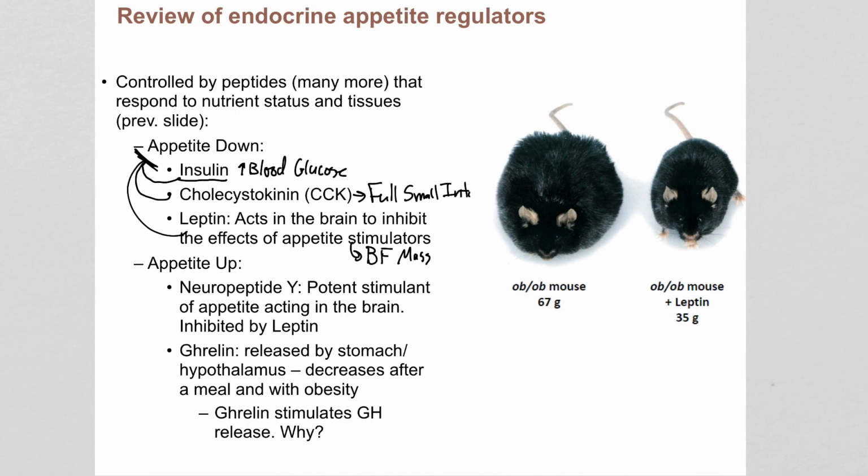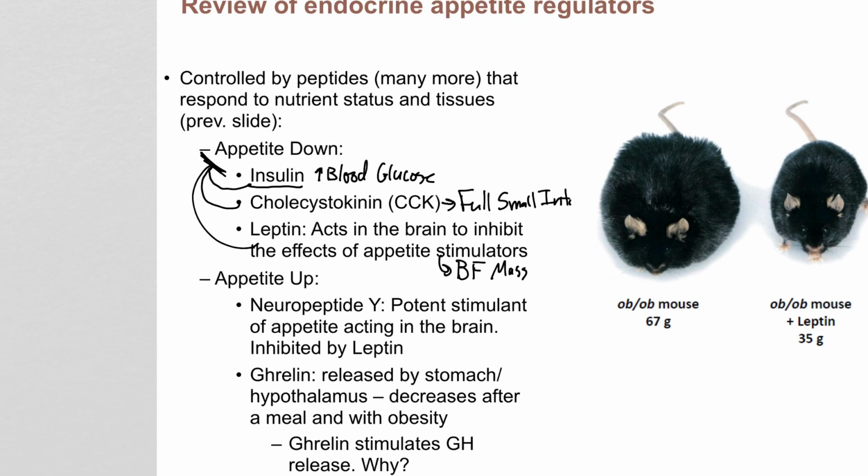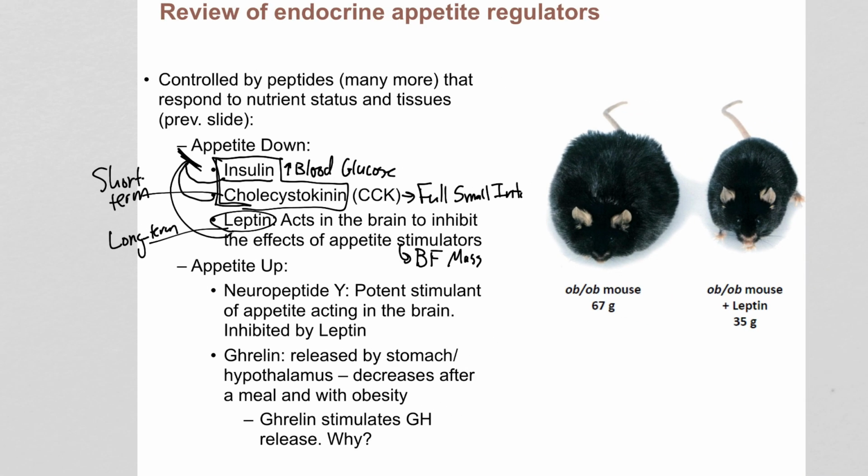Now, I'll split these apart and say these two, insulin and CCK, are what I call short-term regulators. They're regulating whether you're hungry for the next meal or not, 3, 4, 5 hours later. Whereas leptin is a long-term regulator, meaning it's controlling how much food you eat over the course of days and weeks and months. So they combine to determine a person's overall appetite and how much they feel like eating. All right, so those are appetite suppressants.